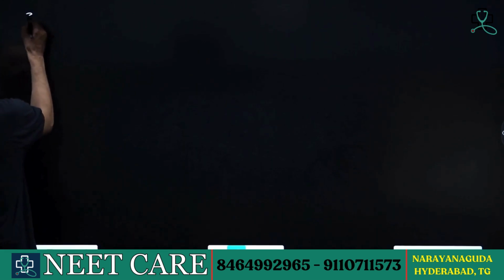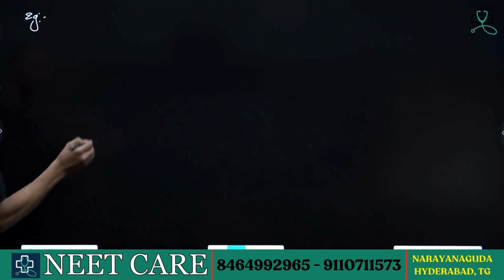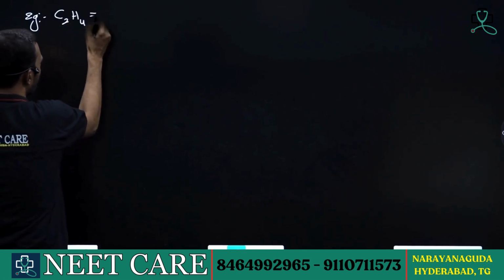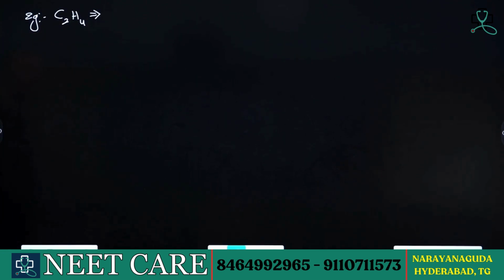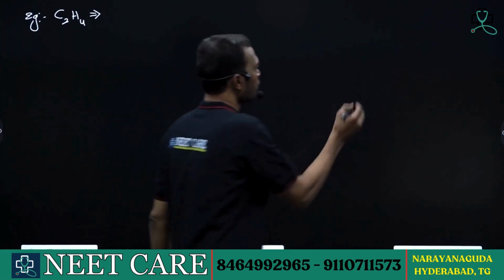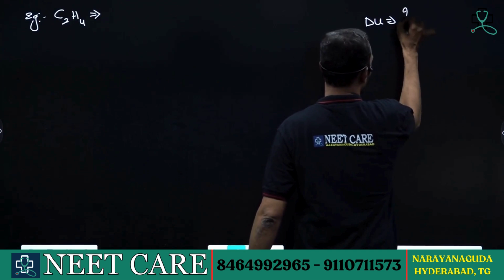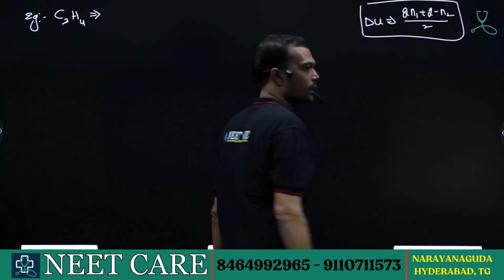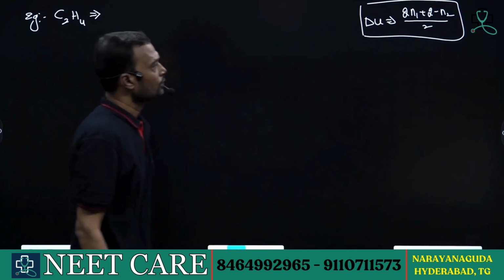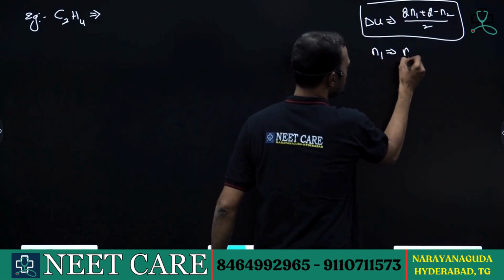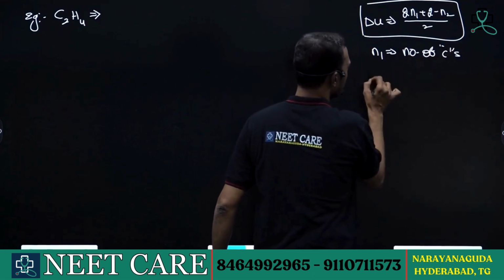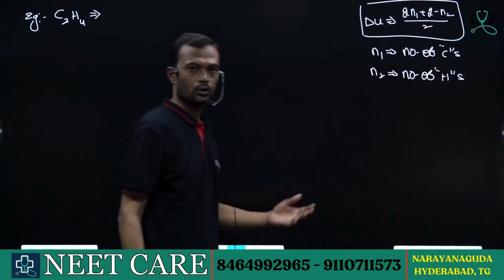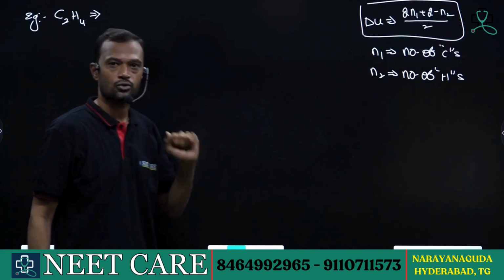Suppose DU is not given, there is one possibility. If DU is given, what is the possibility? Suppose they give the formula C2H4. Now, one more formula is there to identify the degree of unsaturation directly: (2N1 + 2 − N2)/2. It is one more formula to calculate DU directly. Here N1 indicates the number of carbons and N2 indicates the number of hydrogens. You can use this formula to calculate the DU number, and after that you can determine the structure.